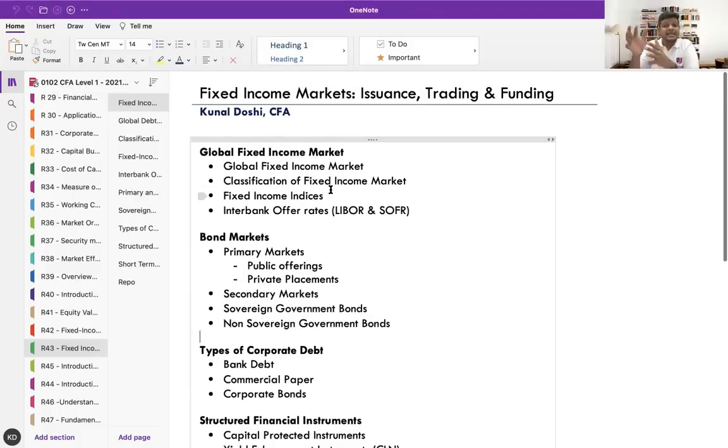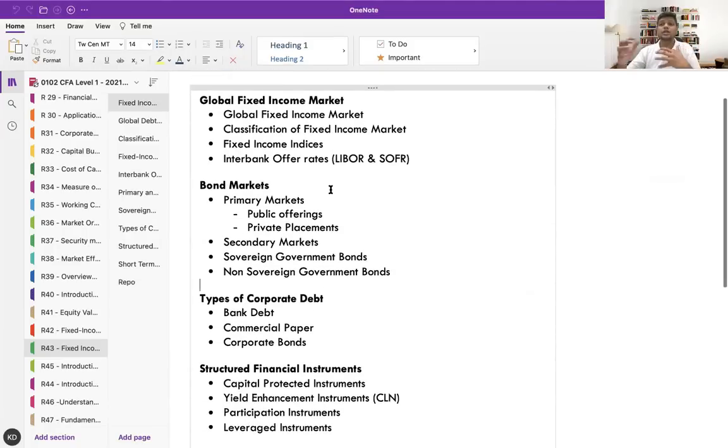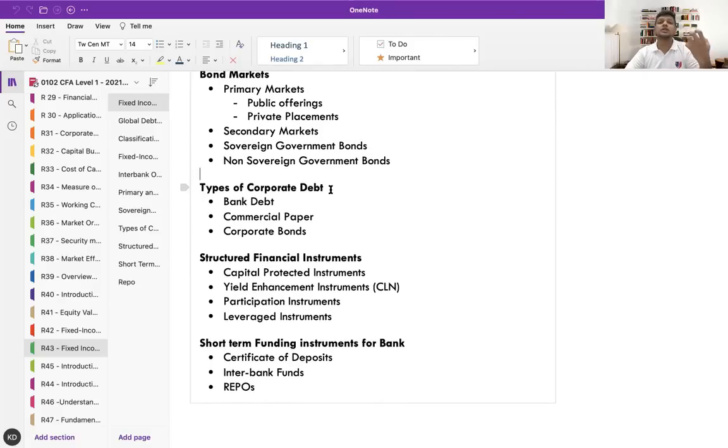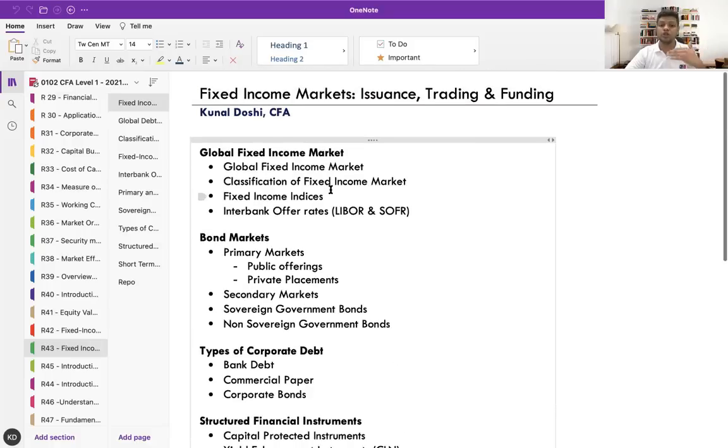Everyone clear? In this particular topic, we've understood what is the global financial bond market and how the bonds are issued, primary and secondary market, private placement, public offering, and all. The ways through which sovereign bonds can be issued, non-sovereign bonds can be issued, how banks can arrange for money, how corporates can arrange for money, what the short-term funding options are, and the unique ways of investment in the form of structured financial products. Those are all the things which we covered in this topic. Clear, everyone?